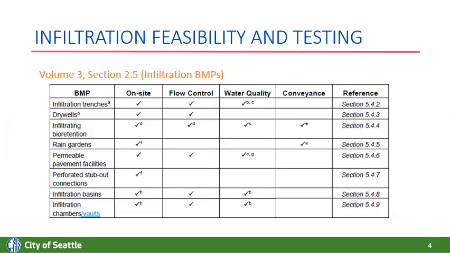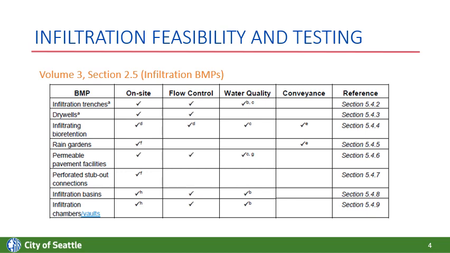So here's a list from volume 3, section 2.5 of all the different infiltration BMPs. To clarify first, infiltration BMPs do not include permeable pavement surface. That is an alternate surface BMP. It's not an infiltration BMP. The infiltration BMPs are BMPs that collect an area and concentrate it into a single BMP, whereas, say, permeable pavement surface or vegetated roof does not concentrate that runoff.